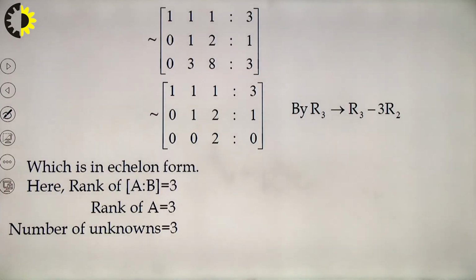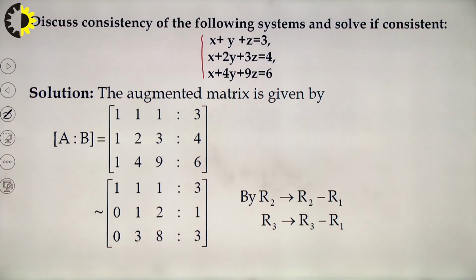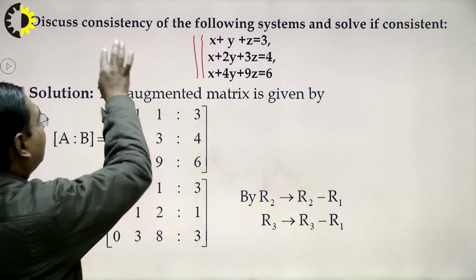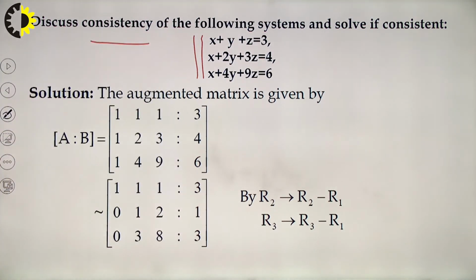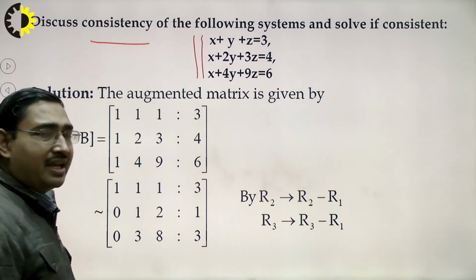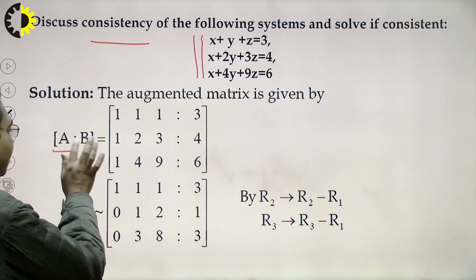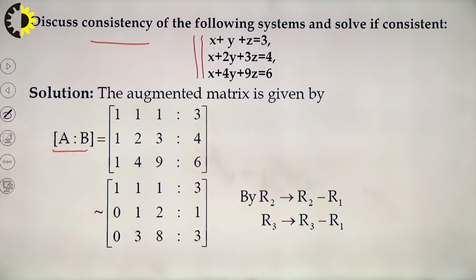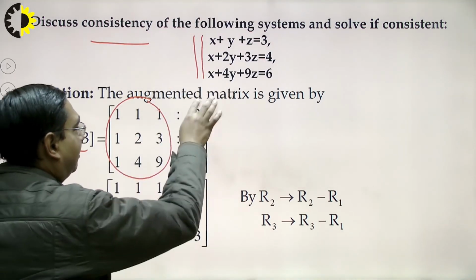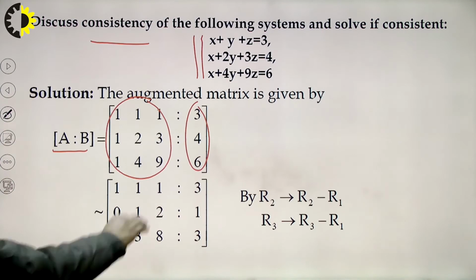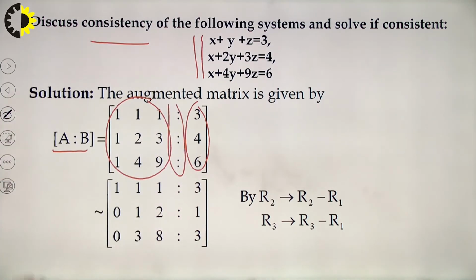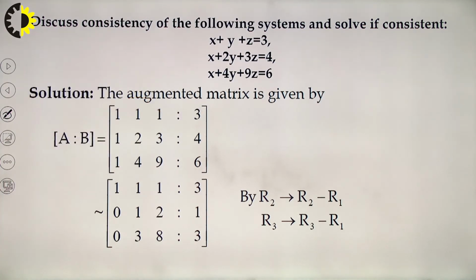Let me sum up the procedure once again. This equation system was given. We were to discuss the consistency of this system, and then we were also interested in finding values of x, y and z if this system is consistent. First of all, I constructed this augmented matrix AB. For this, the coefficients of x, y and z are written as this part, and the terms on right hand side were written as last column, and these dots were there to indicate separation between coefficients and right hand side.